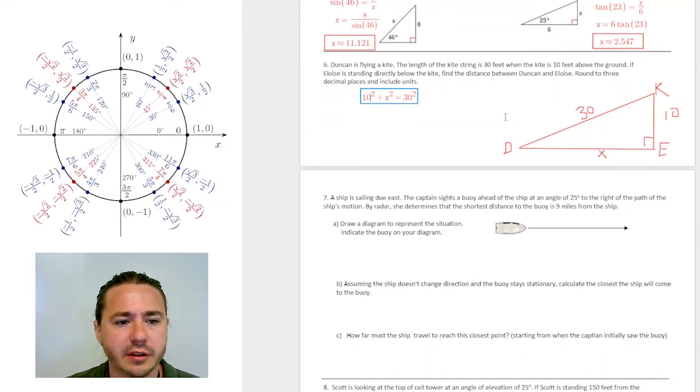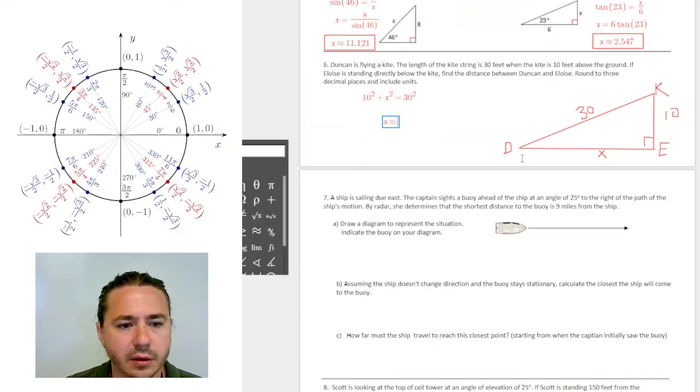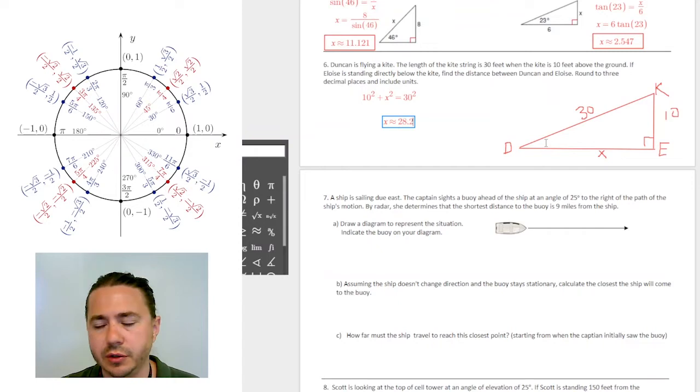Square both of these, subtract the 100, and then take the square root, and we should get approximately 28.284 feet.